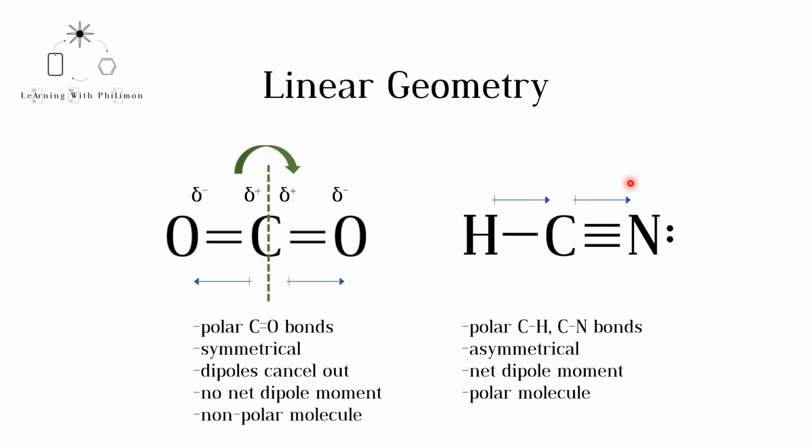There is a net dipole moment, depicted by this larger green dipole. The end of the molecule with nitrogen has a slight negative charge, whereas the end with the hydrogen has a slight positive charge. Note that the molecule is unsymmetrical, as the two ends of the molecule are not equivalent. Now let's consider some molecules with a tetrahedral molecular geometry.